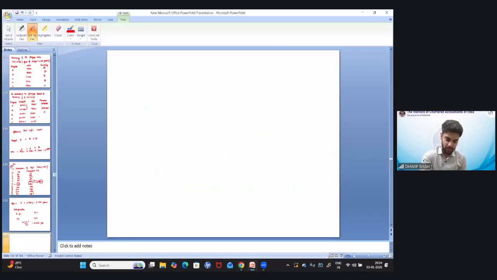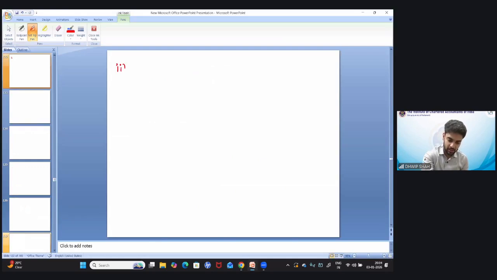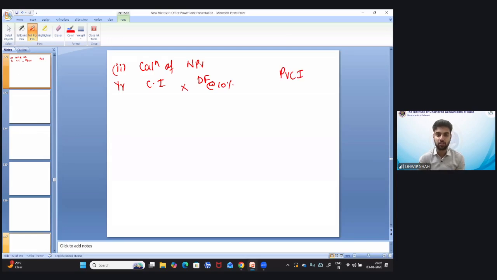So can I say, to calculate NPV, a simple table will be made now. Year, cash inflow, discounting factors at 10%, and PVCI. Yes or no? You have to just multiply cash inflows with the respective discounting factors.